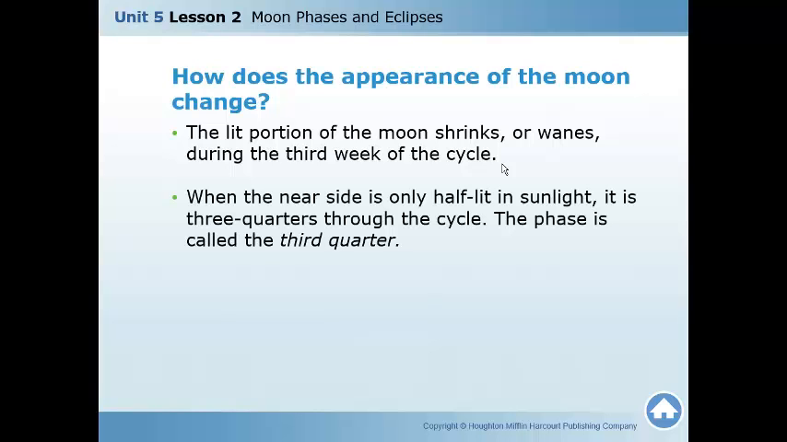When the near side is only half lit in sunlight, it's called a 3/4. It's 3/4 the way through the cycle, so we call it a 3rd quarter moon. Remember, it looks like half is lit up, but there's an actual half of the moon that you don't even see. That's the far side of the moon. So really only a quarter of the moon is lit up when it looks like half from Earth. So that's why we call it a 3rd quarter.